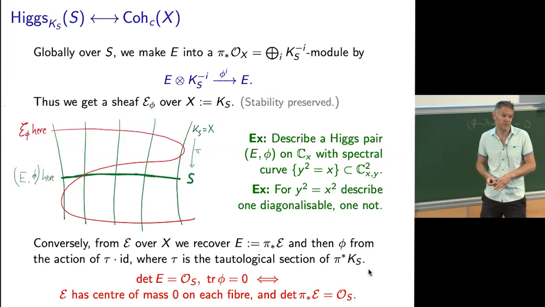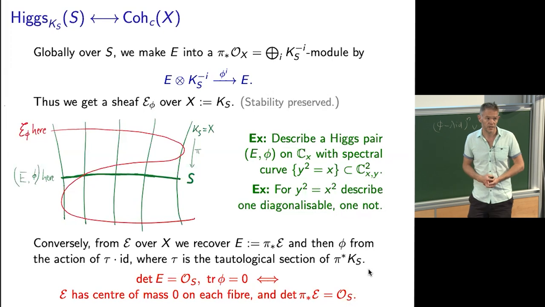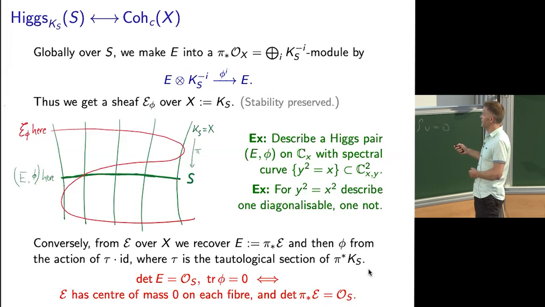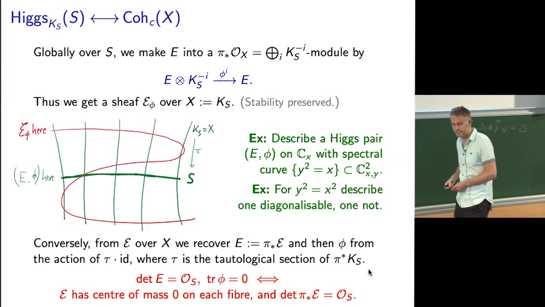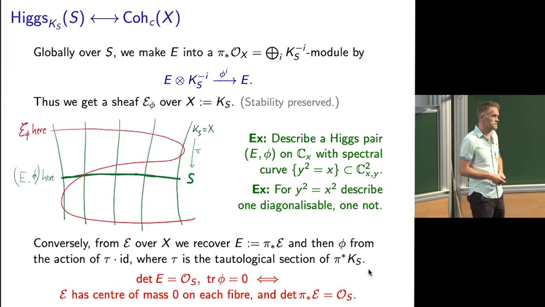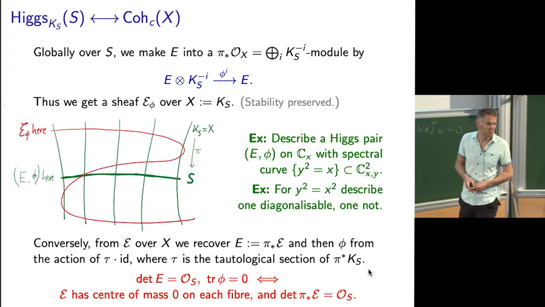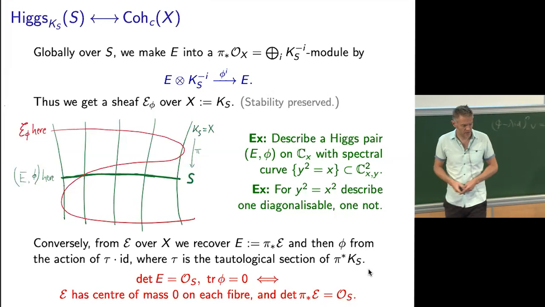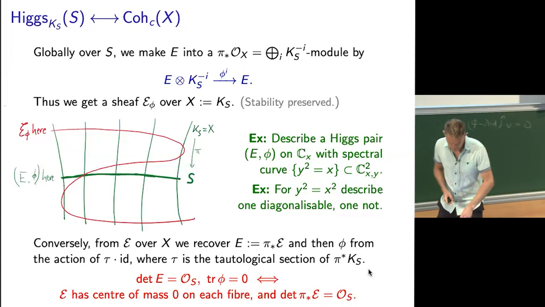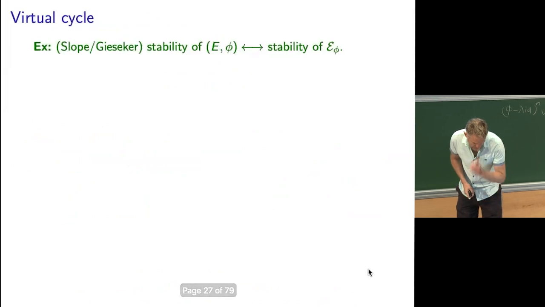Okay, so you can forget everything up until now and just say Vafa-Witten theory is about these spectral sheaves, these sheaves on X, which satisfy this strange condition. They have center of mass 0 on each canonical bundle fiber, and there's a condition on the determinant of the push forward. Should we view this as some sort of Abel-Jacobi map? Yeah, probably. Yeah, maybe. If you take the divisor class, yeah, you could do that. There's probably a way of formalizing that.